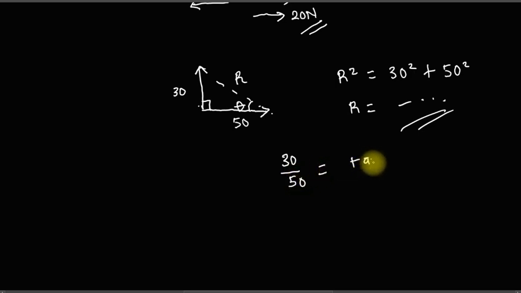30 over 50 is equal to what? Tan theta. Simplify, take the tan inverse of 3 over 5, and you get your direction for theta.